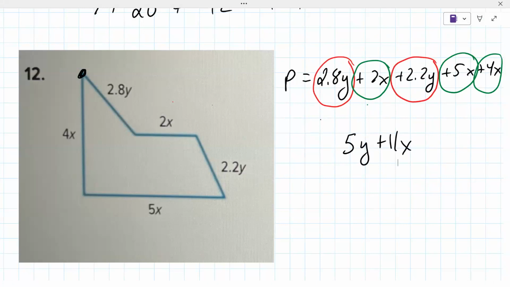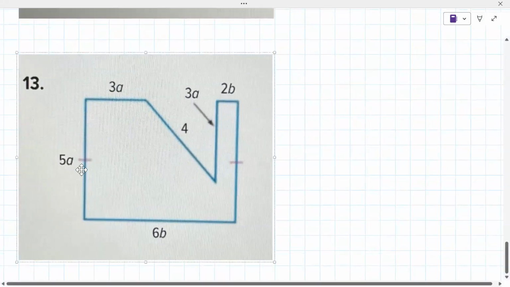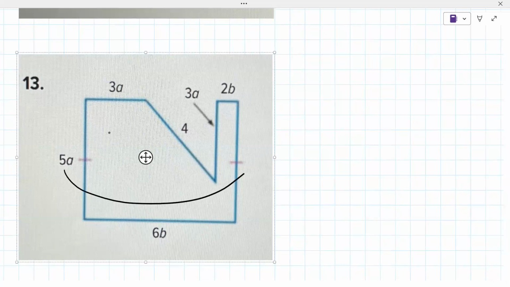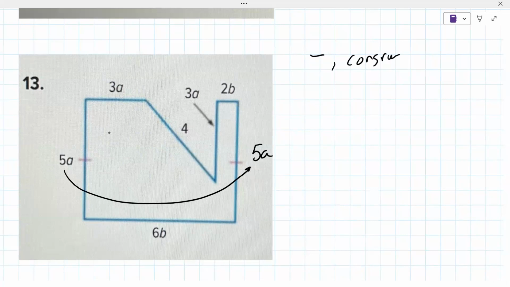Okay. Let's look at 13 here. Any idea what these horizontal lines mean in the figure? These little horizontal red lines? No. They mean congruence. So that means that this is also 5A. That rings a bell in my mind now. Yeah, and you don't have to know that that's what it means. You just have to know that they're the same.